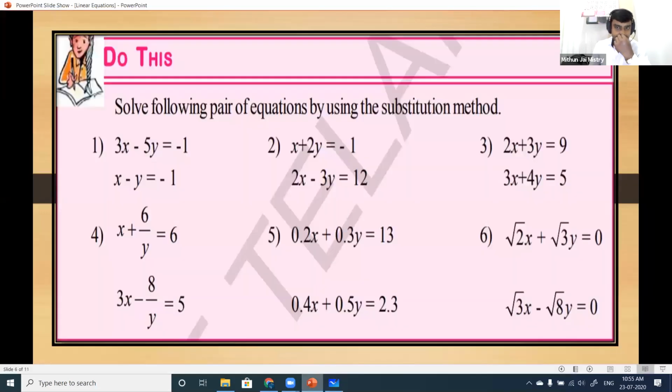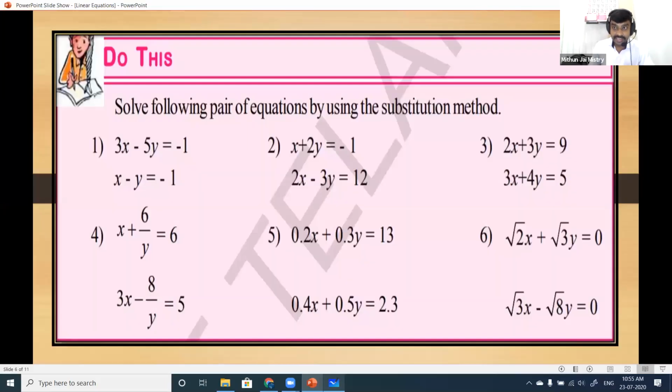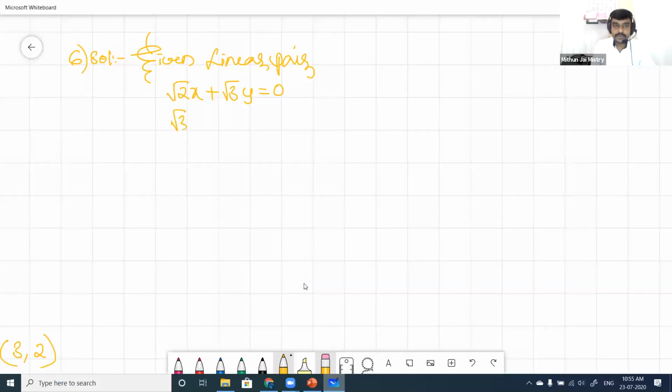What's the linear pair? Root 2x plus root 3y is equal to 0. It's a simple question actually. Root 3x minus root 8y is equal to 0. Let me consider root 2x plus root 3y equals 0 as equation number 1, and root 3x minus root 8y equals 0 as equation number 2.